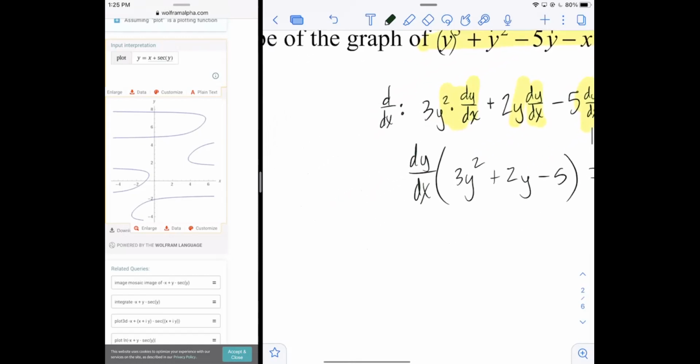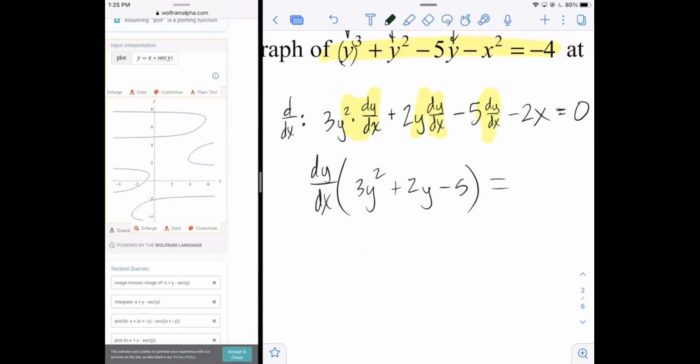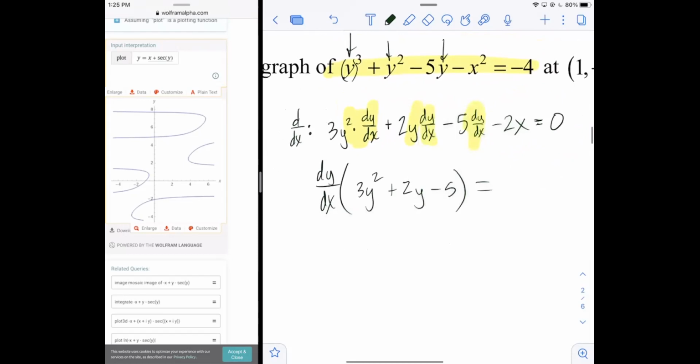I'm factoring out these highlighted pieces, and then the minus 2x that didn't have a dy/dx, guess where I'm taking him? Behind the woodshed, right? No, to the other side.